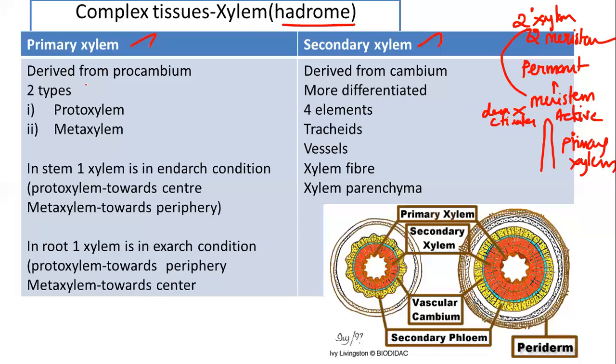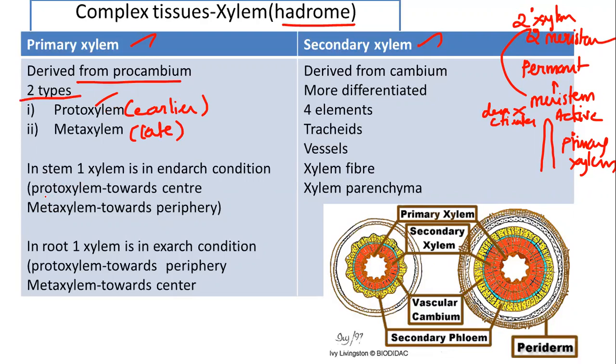The primary xylem is derived from procambium, that means the stage before the cambium starts growing. I already said what cambium is: the place where the vascular bundles originate. A vascular bundle is nothing but a composition of xylem and phloem, right? Primary xylem is of two types: protoxylem and metaxylem. The protoxylem is formed earlier, whereas the metaxylem is formed late.